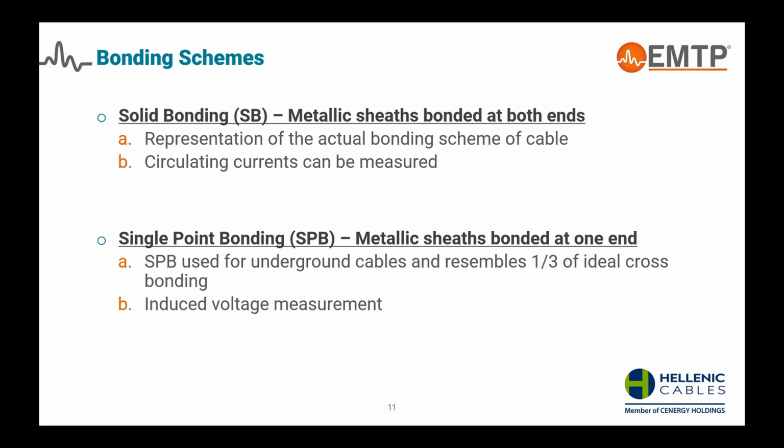Then we have a single point bonding measurement, where the metallic sheaths are bonded at one end. And this is also a typical bonding scheme for underground cables. And of course, it can be equivalent to the 1/3 of an ideal cross bonding. So we can capture actually all the basic bonding schemes for underground cables. And afterwards, in single point bonding, we can have a good measurement of the induced voltage at the open end.